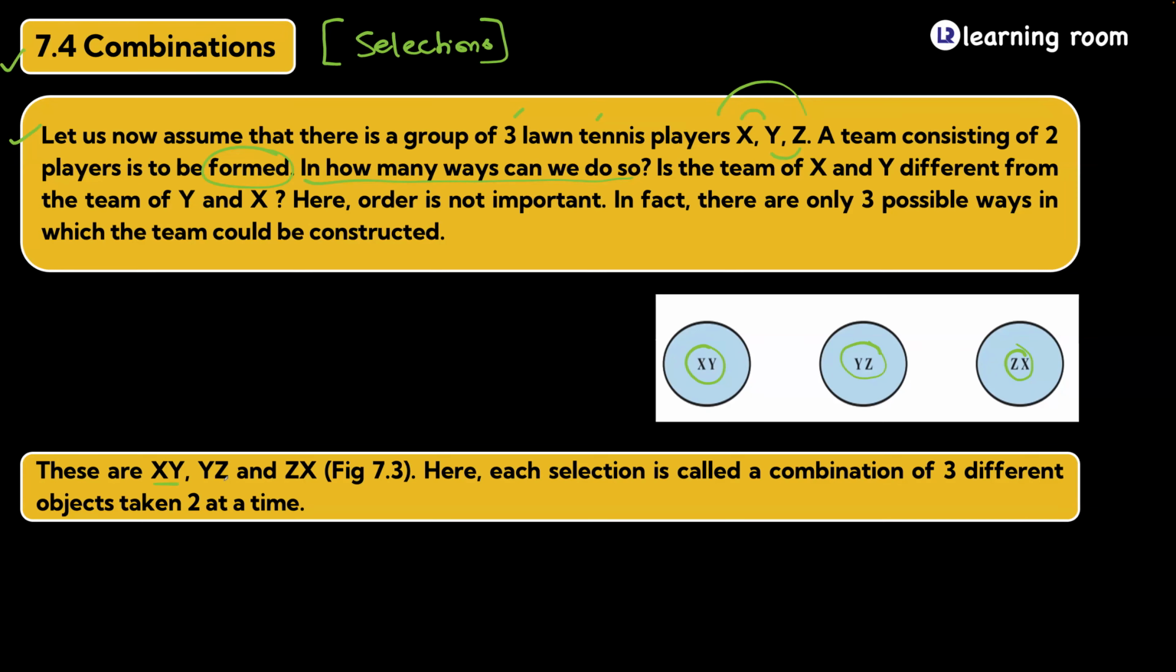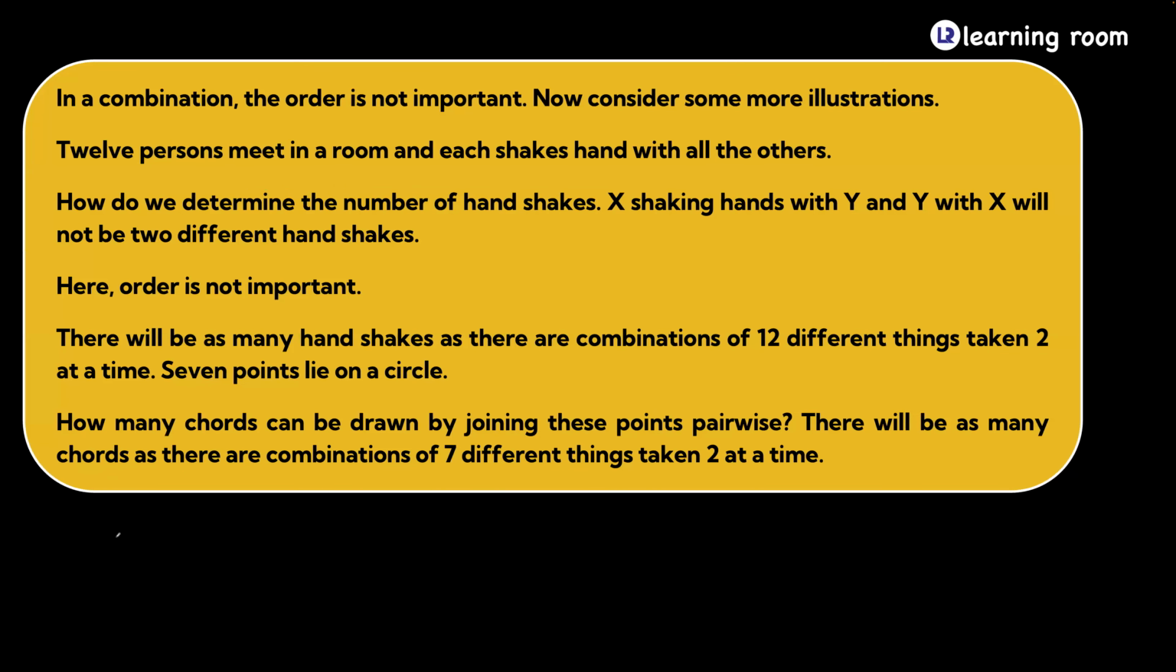These are XY, YZ, and ZX, and each selection is called a combination of three different objects taken two at a time. So if I have to frame a mathematical equation for it, I had three objects. Out of the three objects, I took two objects at a time and formed a team of this sort. Is the point clear? I told you, in a combination, what is not important? The order is not important. XY and YX mean the same.